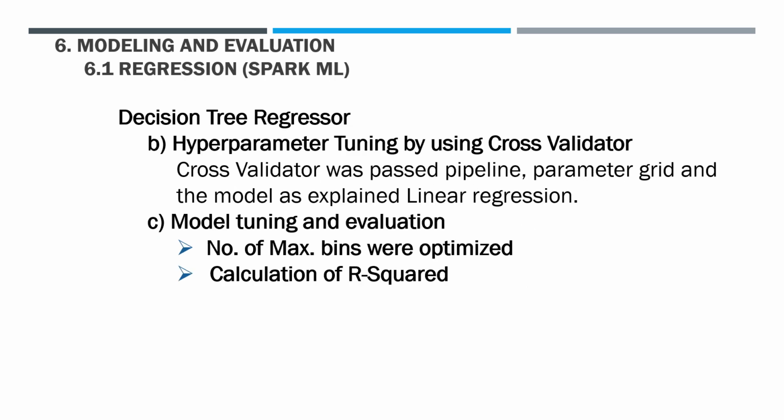Just like a random forest regressor model, hyperparameter tuning by using a cross-validator was also done in decision tree regressor by passing it into the model already. And then the model was tuned for maximum number of bins and evaluated by using the R squared method, and the same process was repeated for every kind of model or run.